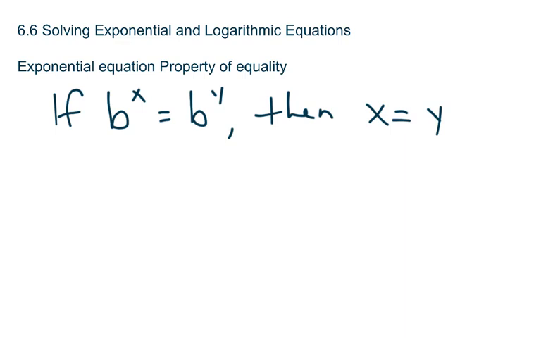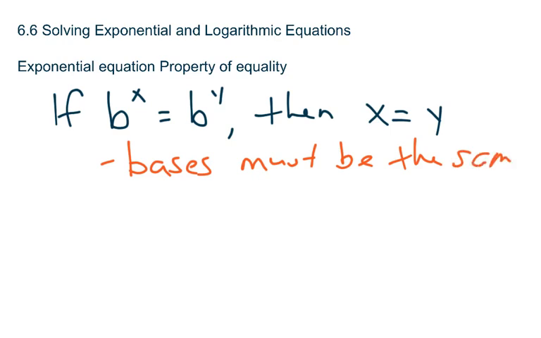The one catch here is that the bases need to be the same. That's something we can jot down. The bases must be the same. So if these two numbers, the b's, aren't the same, then we can't use this property right away. Now that doesn't mean we can't use it at all. I'll show you how we work around it.